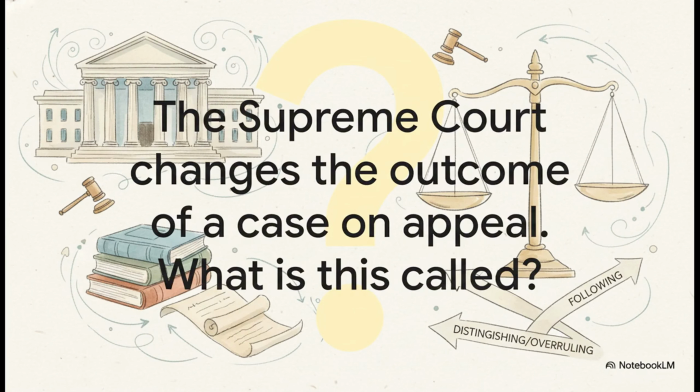Question 2 for you. Pay attention to the details here. This is an appeal in the very same case, and it's gone all the way up to the Supreme Court. The Supreme Court thinks the Court of Appeal got the result wrong. What's the correct legal term for what they're doing?